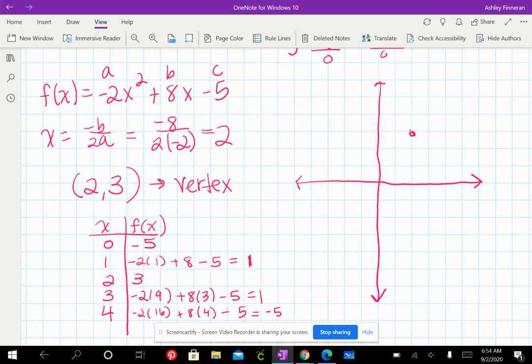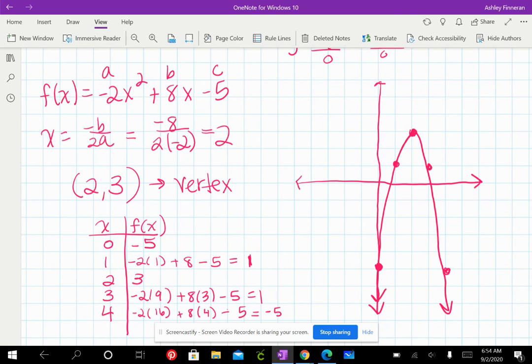So now I'm just going to plot those points. 2, 3, 1, 1, 0, negative 5, 1, 2, 3, 4, 5, 3, 1. And then I'm just going to fill in the symmetry. I can never make beautiful parabolas on my tablet, but we'll see how smooth of a curve I can do. Yeah, that's pretty close. All right, so that's method 1 that I use for graphing.